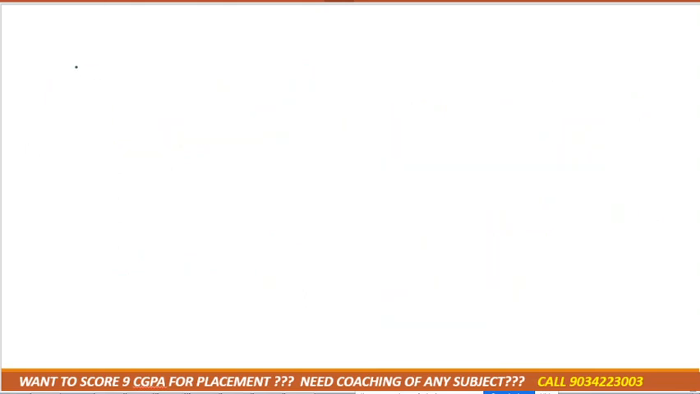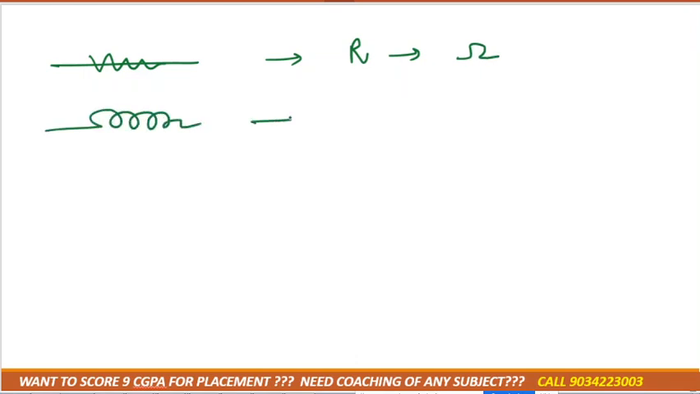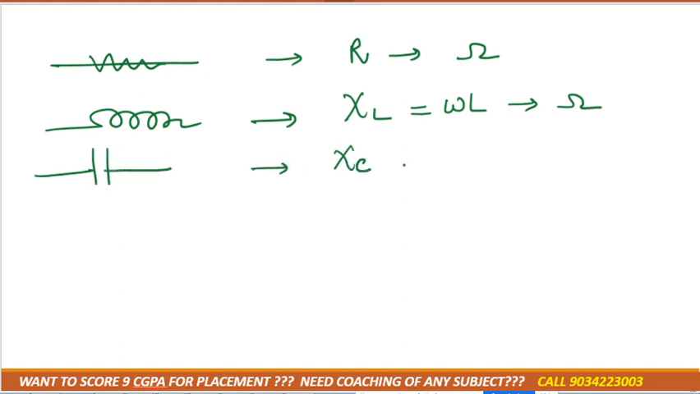Now the next case, if we have one resistor, then it is denoted by R, and its unit is ohm. If we have an inductor, then its resistance is denoted by XL. XL formula is omega L, and its unit is ohm. If we have one capacitor, then its resistance is denoted by XC, and XC is equal to 1 by omega C. Again, its unit is ohm. All are the resistance. Okay.